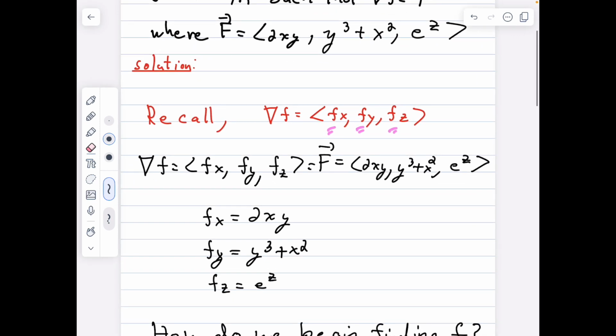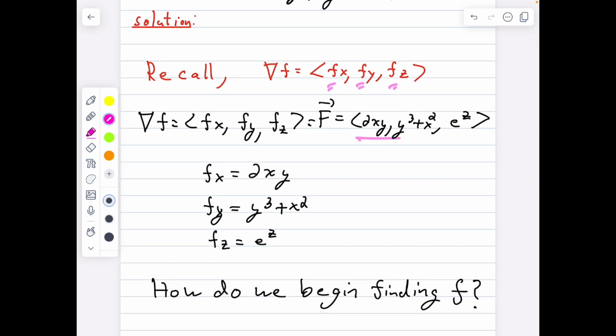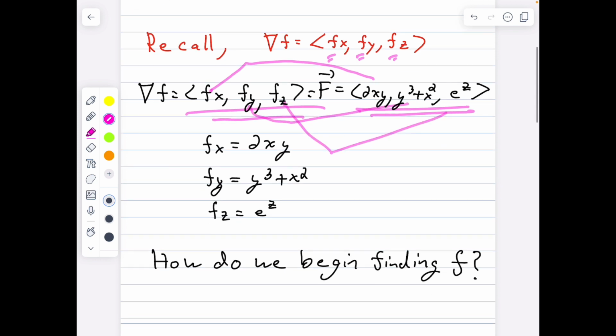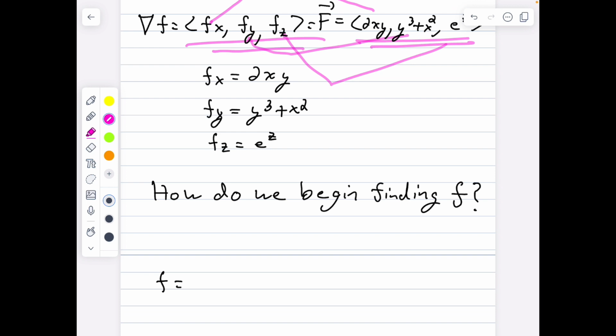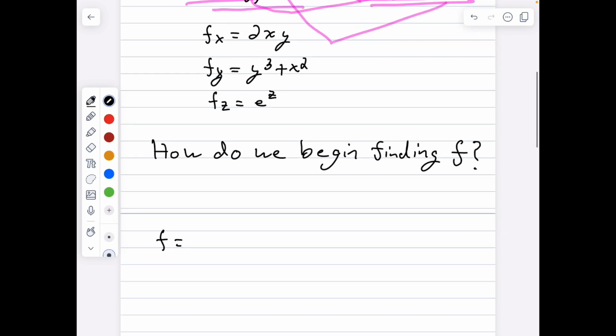All right, so if we take the idea of a gradient, what that means, and I set it equal to capital F, so gradient of little f equals capital F, then I must have that these two vector valued functions equal each other. So I must have that the partials must equal each other. For example, fx must equal 2xy, fy must equal y cubed plus x squared, and fz equals e to the z.